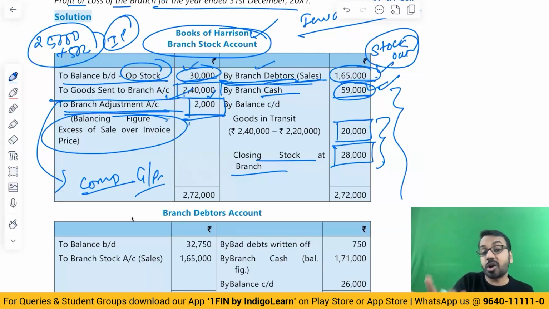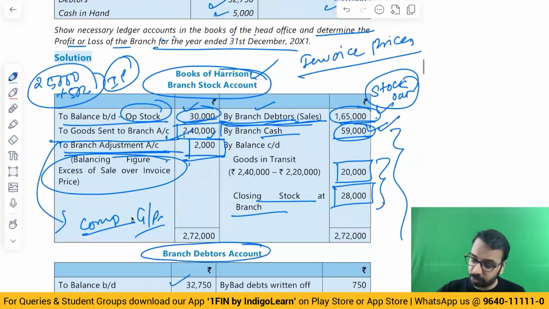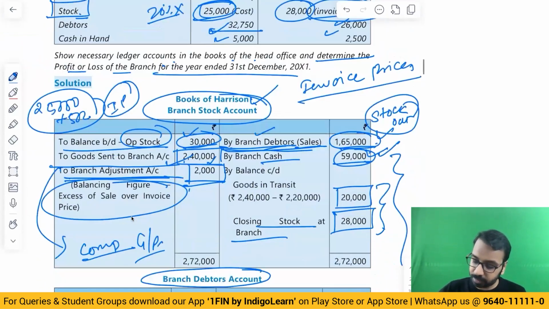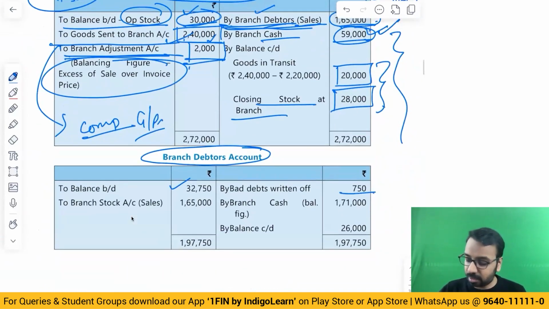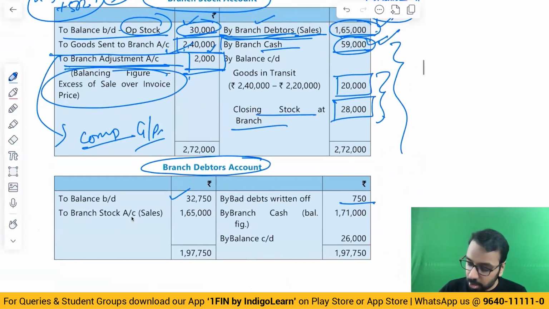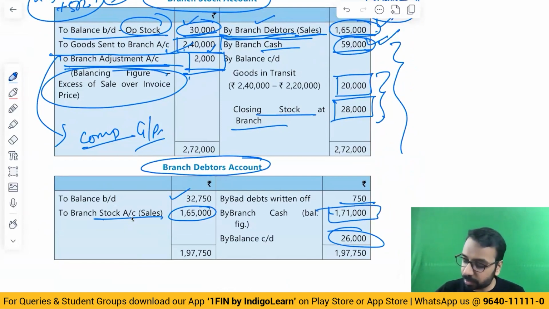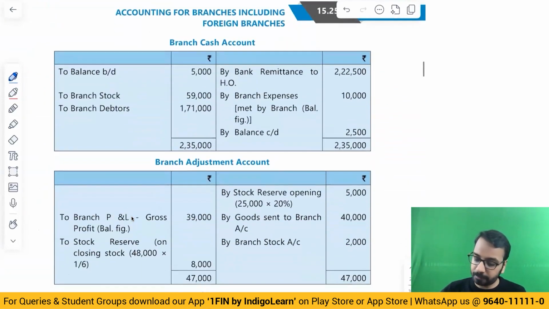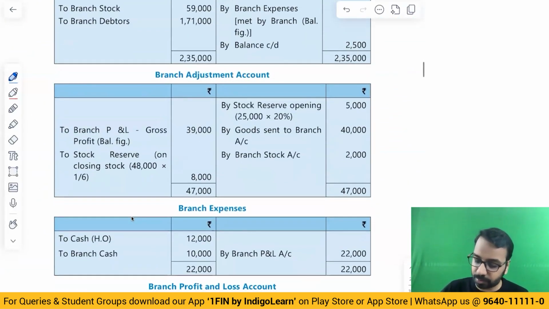Now, because we are following the stock and debtors method, we also need to do the debtors accounting. Now, debtors accounting, balance brought down 32,750 as given. Then bad debts written off, given in the question. 1,65,000 sales. Closing balance 26,000 given in the question. So this becomes our balancing figure, basically cash collected. Okay, so this is the next account. Now, the cash account will come subsequently.